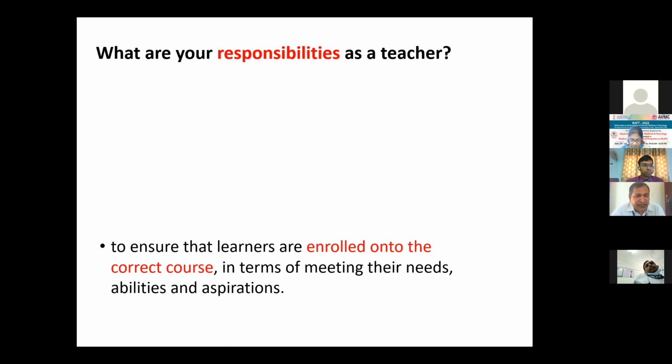So the first responsibility as a teacher in the first MBBS: when they come across the students, they have to first ensure that learners are enrolled into the correct course or not. Because if you see, in some cases in the first MBBS, the students are failing. So it is very important for the teachers to know whether the proper candidate is enrolled onto the correct course in terms of meeting the needs, abilities, and aspirations. Sometimes the candidate is failing 4 times, 5 times. So it can be told by the teachers in the beginning if the candidate is not performing well. Okay, so they have to ensure that the learners are enrolled in the correct course.